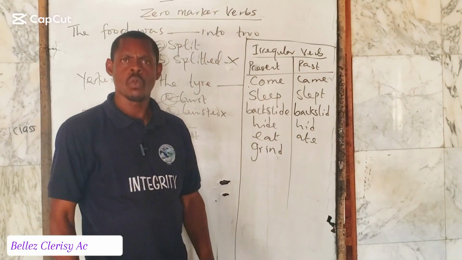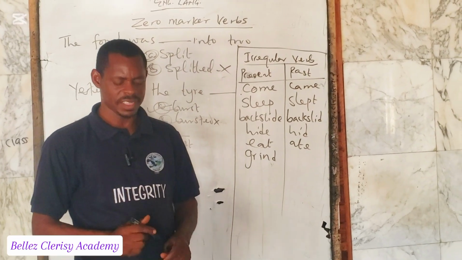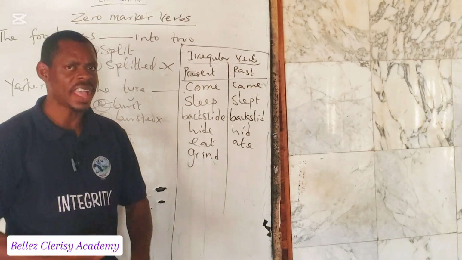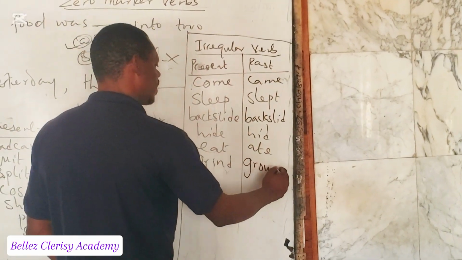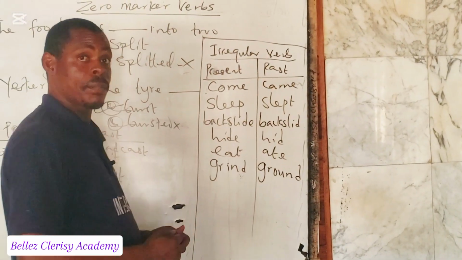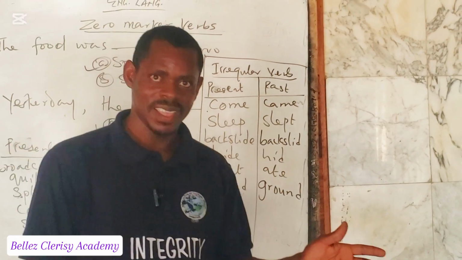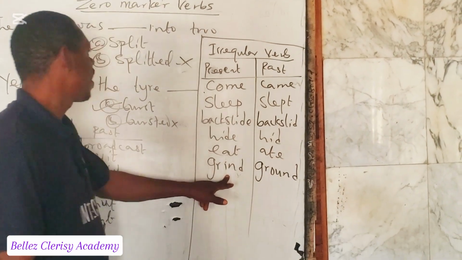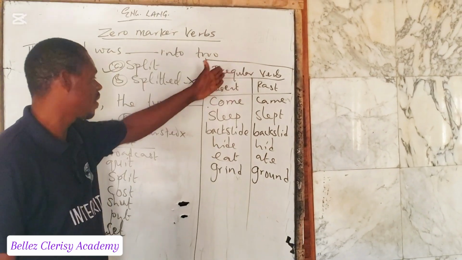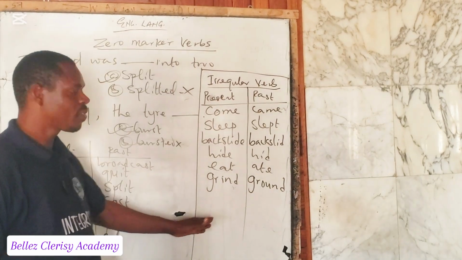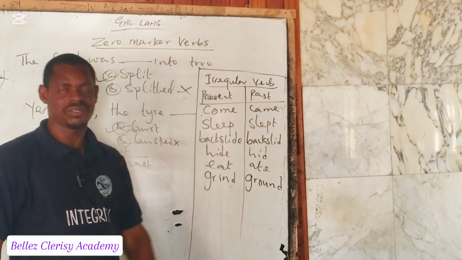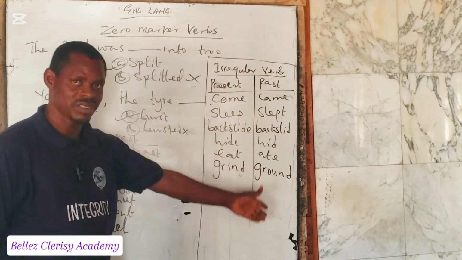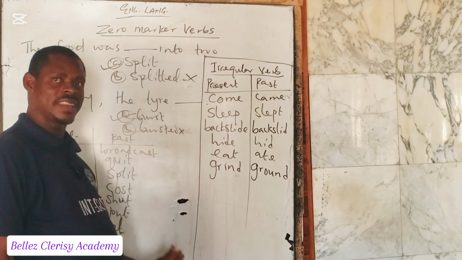The pepper was ground. I know some people will be saying grinded. The word grind is not a regular verb, it is an irregular verb. So the word grind, the past of grind is what? Ground. Ground, not grinded.